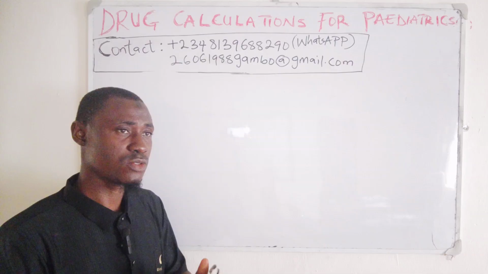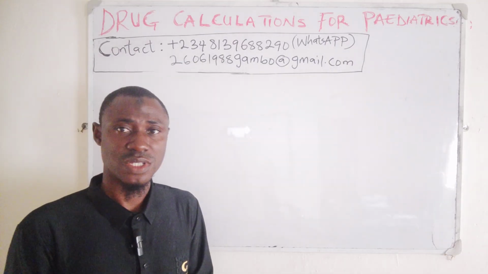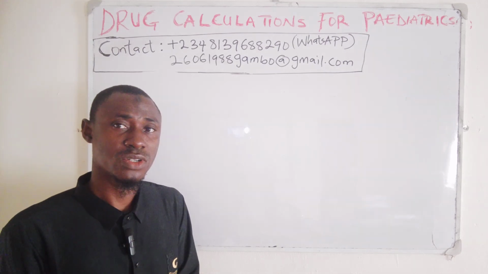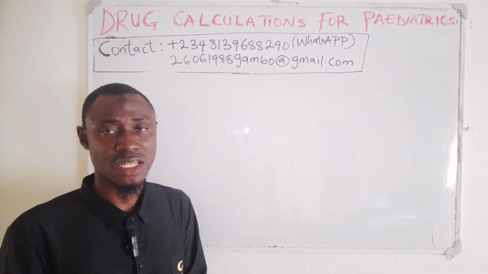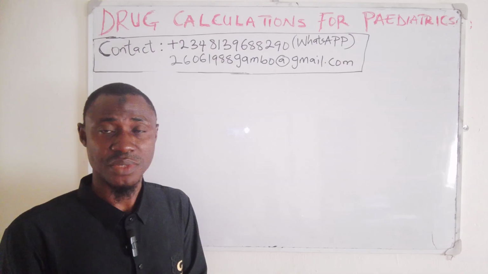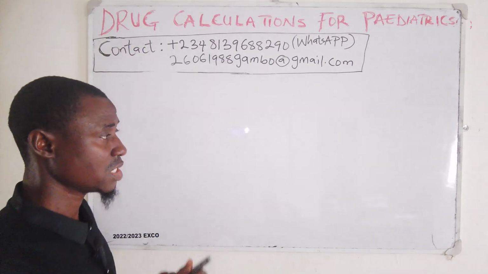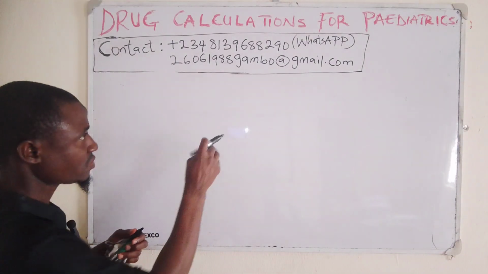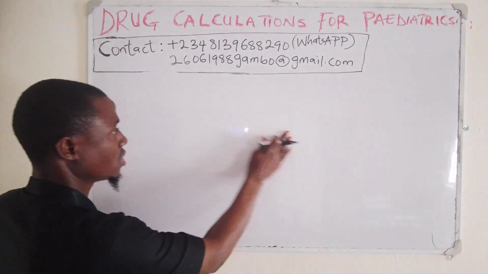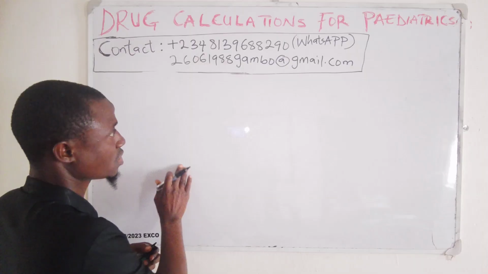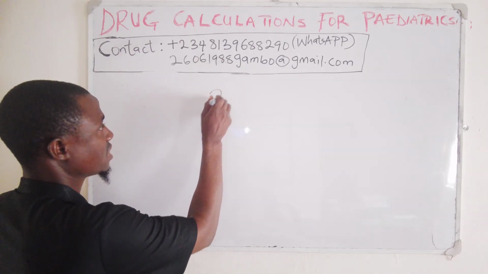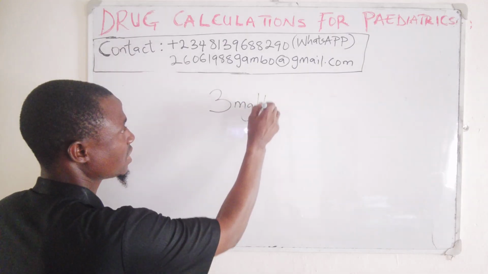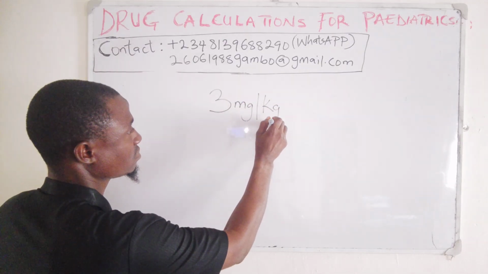Now, of course, for those of us who are familiar with the hospital setting or with prescription generally, you will notice that some drugs are dosed, especially for pediatric patients. Their drugs are dosed according to their body weight. For instance, you will see in the child's prescription sheet something like this. Let's say 3 milligrams per kg.